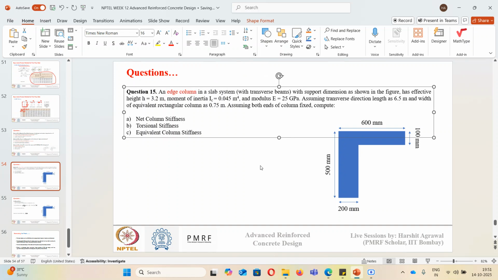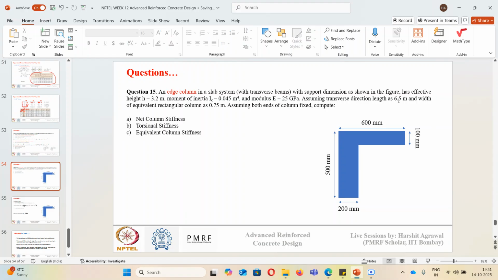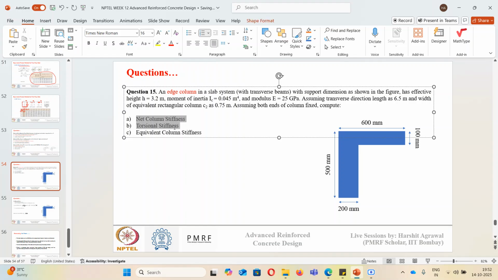Okay, so its effective height is 3.2 meter, and moment of inertia is given this, and modulus of elasticity is given to you. In transverse direction, length is given as 6.5 meter, and width of the equivalent rectangular column, this is C2 value, it is given to us as 0.75 meter. Assuming both ends of the column are fixed, we need to compute the net column stiffness, torsional stiffness, and equivalent column stiffness. Okay. So can anyone tell me what will be the net column stiffness?